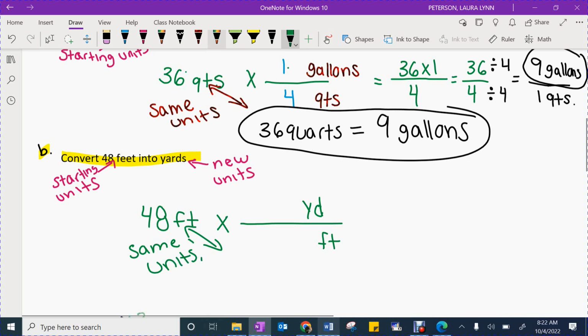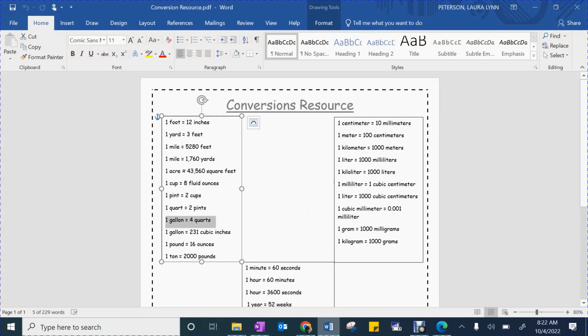How do we fill out our fraction? Well, we're going to go look at that conversion resource and find a line on there that has both yards and feet. So I'm going to go back to the beginning of my chart and just look straight down. First one said foot and inches. Nope, we needed yard and feet. Our second one, though, says yard and feet. Those are the two units or the two labels that we need. So on our work page, we're going to write 1 yard equals 3 feet.